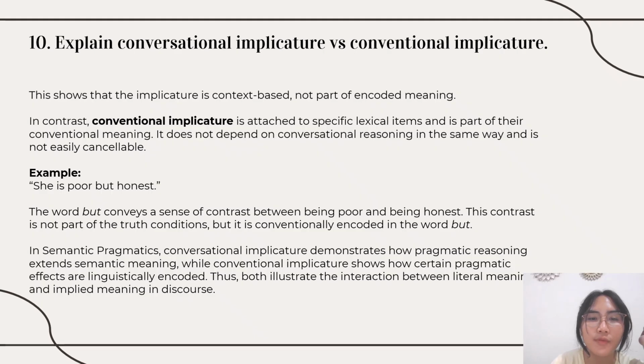In contrast, conventional implicature is attached to specific lexical items and is part of their conventional meaning. It doesn't depend on conversational reasoning in the same way and is not easily cancelable. Example, she is poor but honest. The word but conveys a sense of contrast between being poor and being honest. This contrast is not part of the truth condition, but is conventionally encoded in the word.